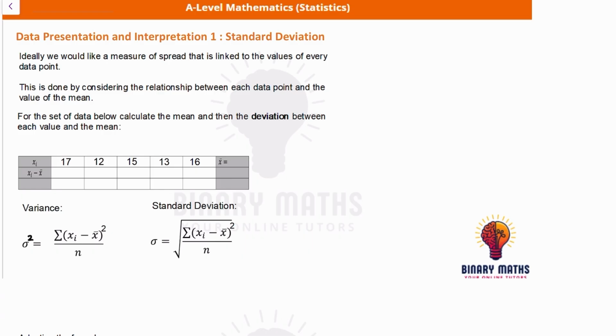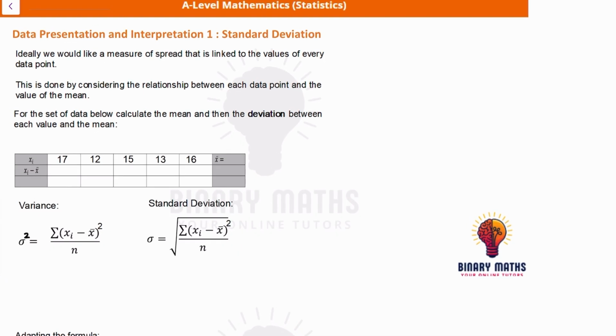This is done by considering the relationships between each data point and the value of the mean. So for example, if you have numbers x1, x2, x3, and then we calculate x bar, which is going to be somewhere in the middle, possibly x5. What we're doing is finding the distance that every point is from the mean and working out basically the average of that.